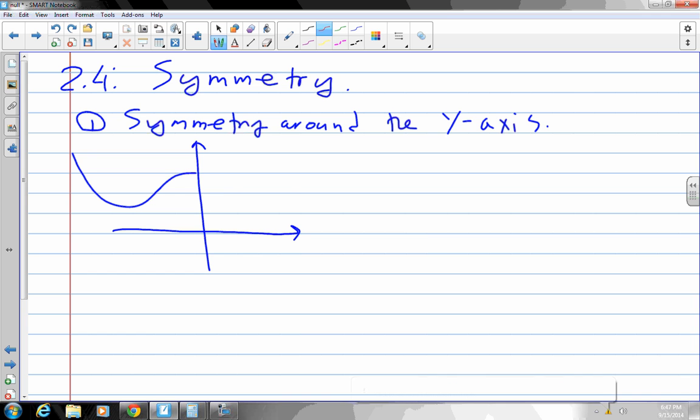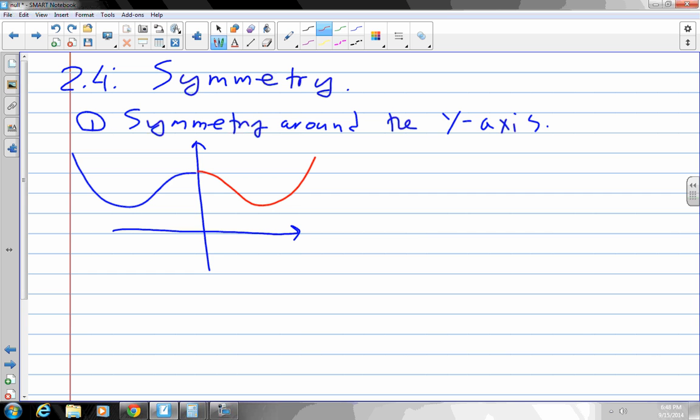So it's symmetric around the y-axis. So it's a mirror image. So we're actually going to learn how to make a prediction whether the graph of a function is going to have the symmetry, and then that will help us with graphing down the road. Because it's easier to just graph half a thing and then let the symmetry graph the other half.